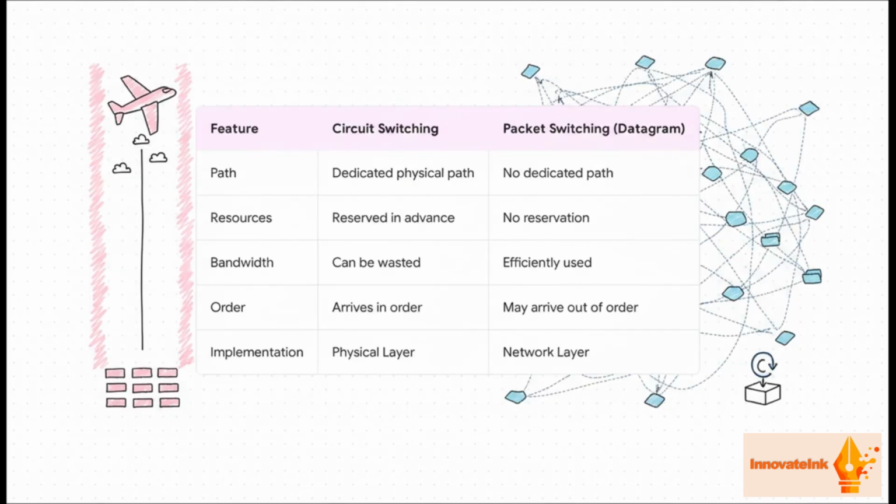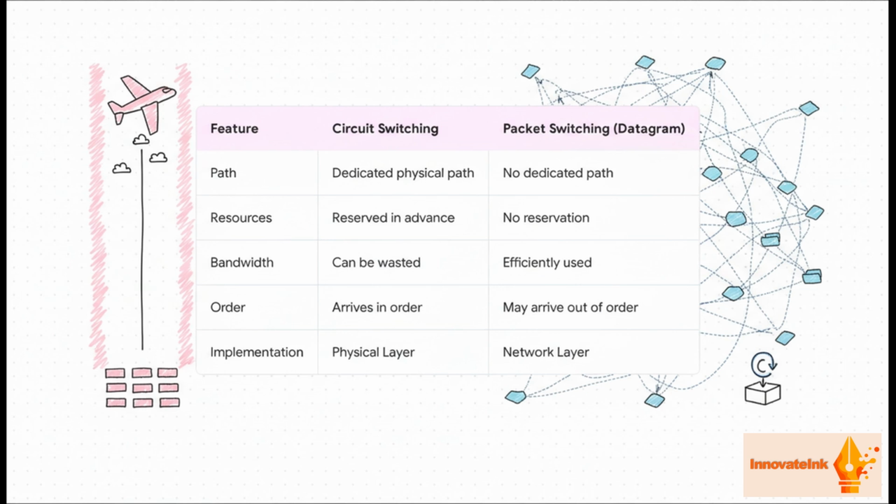And when you put them side by side like this, you really see the trade-off. Circuit switching is all about guaranteed reliability. You get a dedicated path, everything arrives in order. It sounds great, but the downside is, if you're not sending anything, your private plane is flying empty and you're wasting a ton of bandwidth.